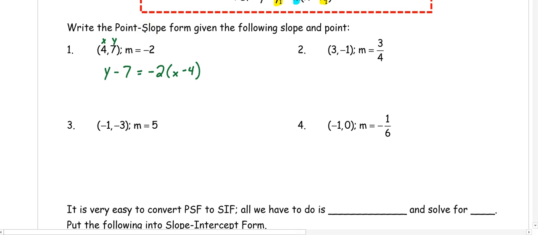So in number 2, when I substitute, I would have y plus 1 equals my slope 3/4 times parentheses x minus 3, because 3 is my x-coordinate and -1 is my y-coordinate. So they get opposite signs. 3 was positive, so it becomes negative in the equation, and -1 was negative, so it becomes positive in my equation. It's always going to switch the sign that it has. So in number 3, when I substitute, I have my x-coordinate and my y-coordinate, so I would have y plus 3 equals 5 times parentheses x plus 1.